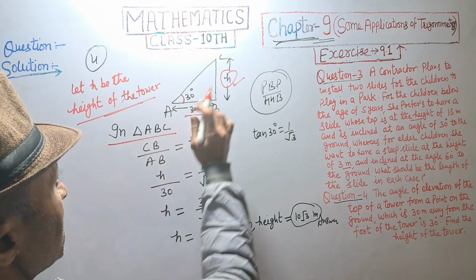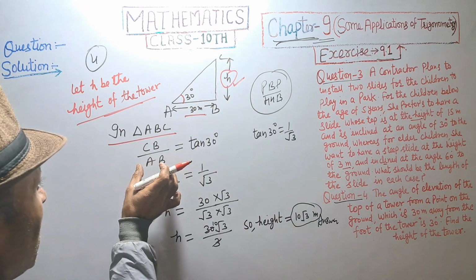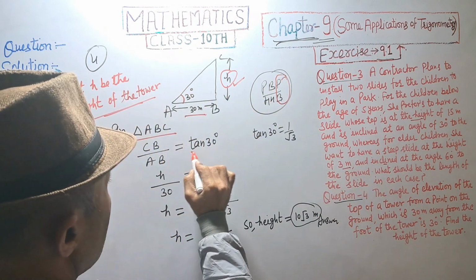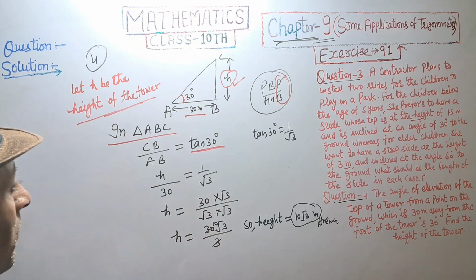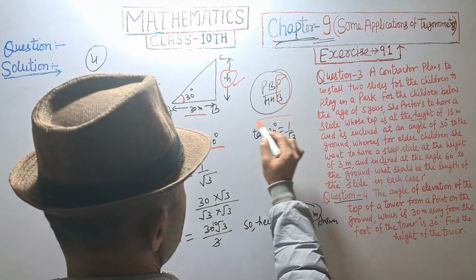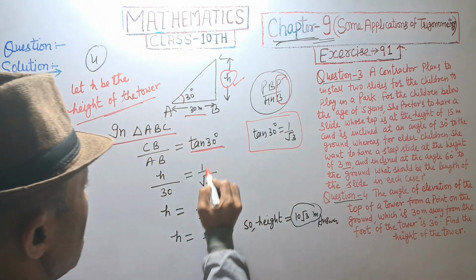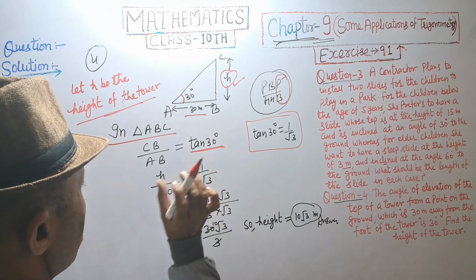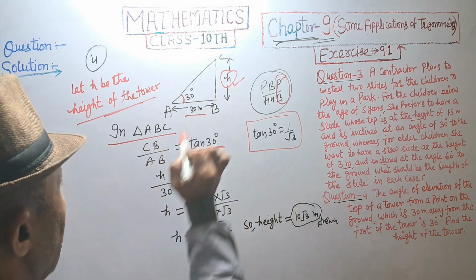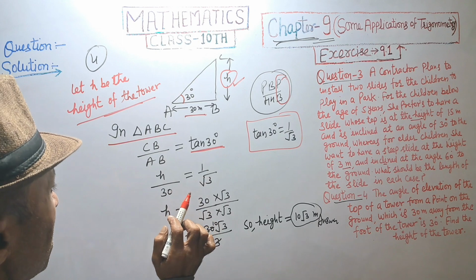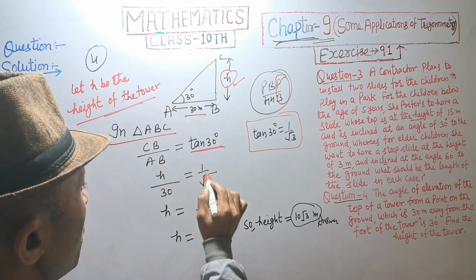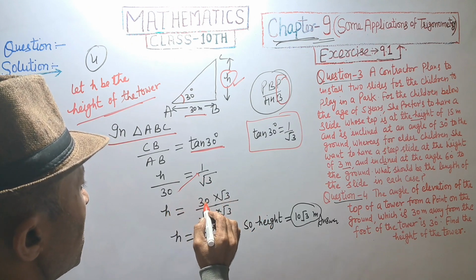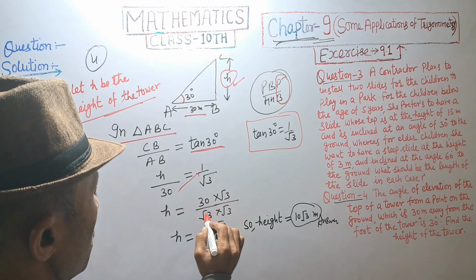So in triangle ABC, CB upon AB is equal to perpendicular upon base, that is equal to tan theta, tan 30 degree. Value of tan 30 degree is 1 upon root 3, and we are putting tan 30 degree as 1 upon root 3. CB is H and AB is 30 meter. H upon 30 is equal to 1 upon root 3. 30 multiplied by right side, H is equal to 30 divided by root 3.